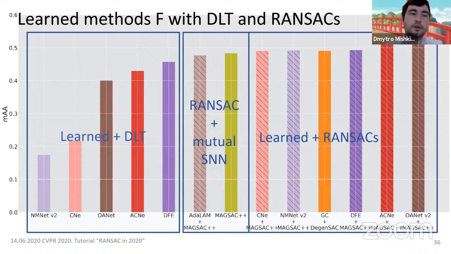Of course, some methods would benefit from more data than we gave them, and we gave 1.5 million image pairs, with maybe 500 or 1,000 correspondences each. So maybe it's not enough for some methods, but for those where it is enough, you can see that OANet and ACNe, which I think is presented at this CVPR, work the best.